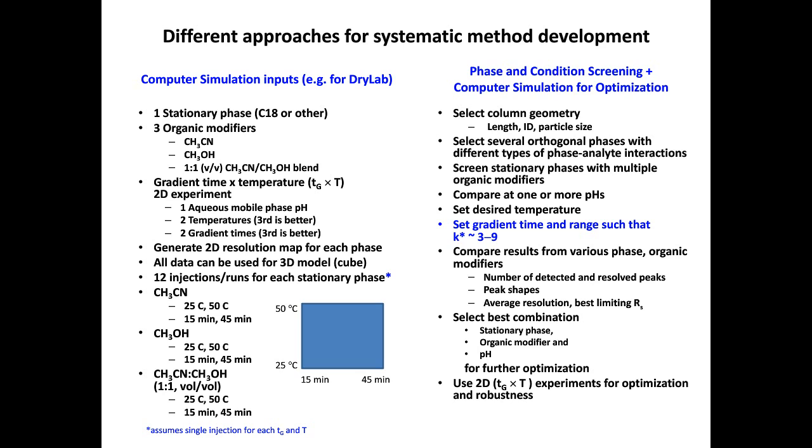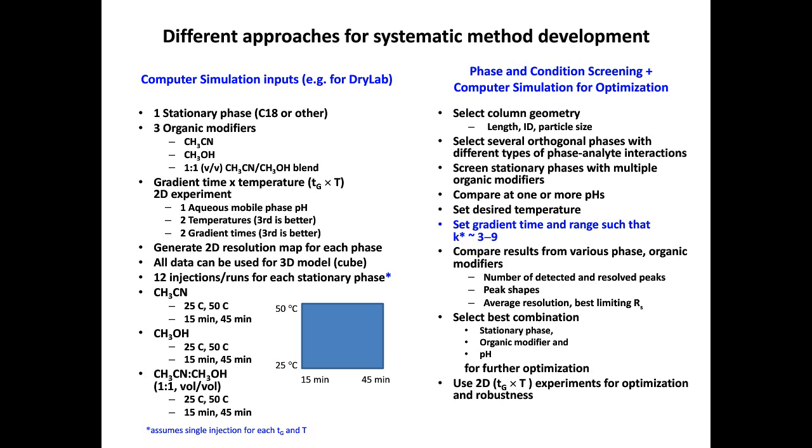And when you take the results of all those types of screening experiments, you can look at a number of different things for judging which one's the best one to proceed with for further optimization, and that's the number of the peaks that are detected, the number of resolved peaks, the average resolution, which combinations have the best overall peak shape, and so on. And then once you can select one or two of those combinations, then you can take that further and do a 2D temperature and gradient time optimization, or even a 3D optimization for further refinement of that method.